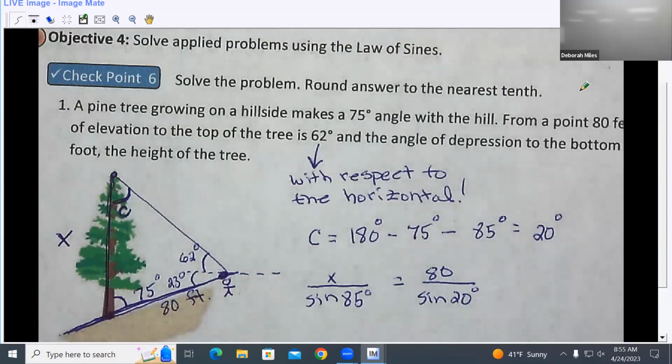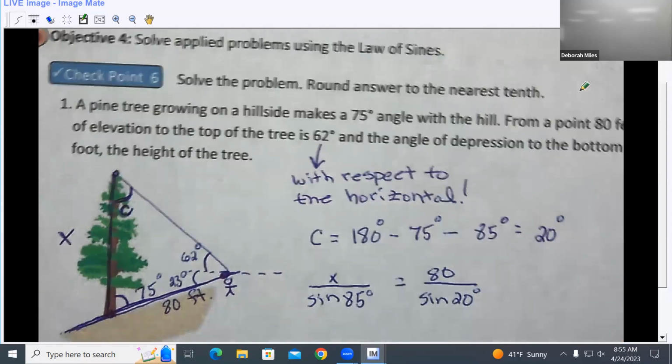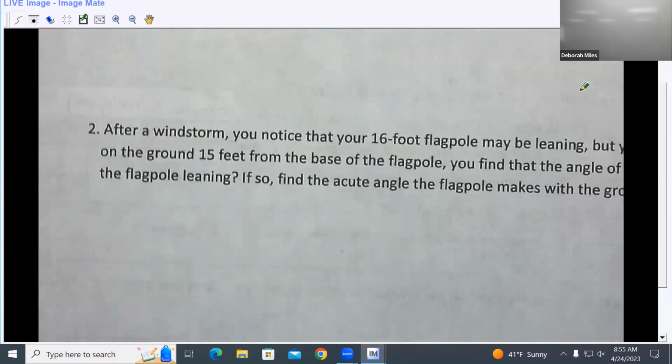So we can set this other one up really quickly. Is that okay? All right. Last one, just set up.